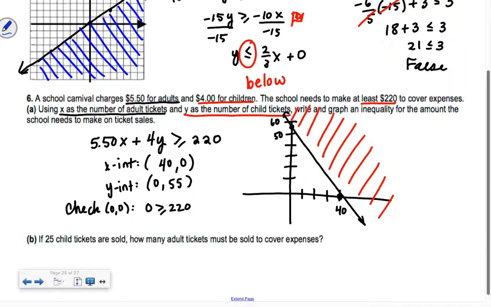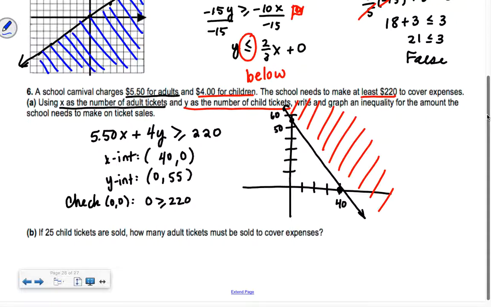So it says if 25 tickets are sold, how many adult tickets must be sold to cover their expenses? So do I plug this in for X or do I plug it in for Y? Y, because Y was the number of child tickets, right? So I'm going to have 5.50 X plus 4 times 25. That has to be greater than or equal to 220.